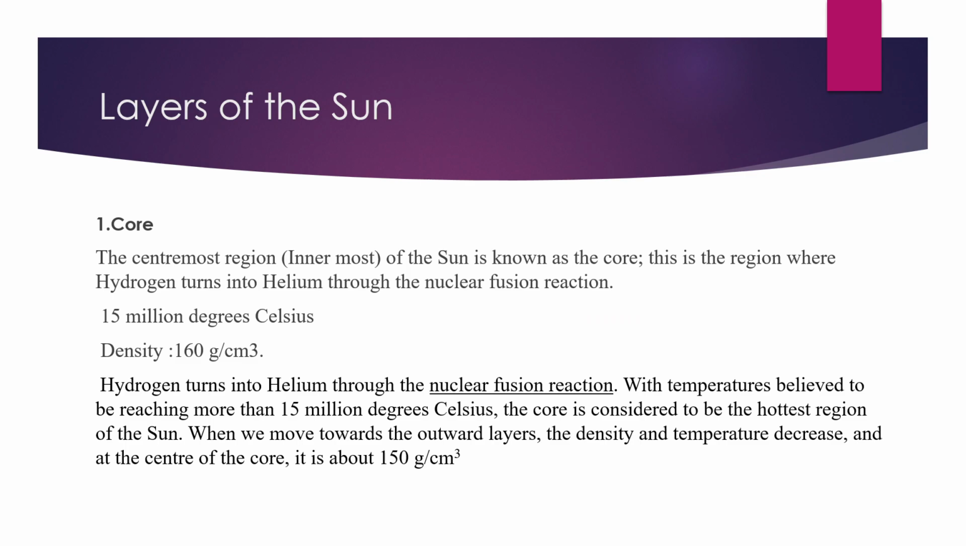Core. The centermost or innermost region of the sun is known as the core. This is the region where hydrogen turns into helium through the nuclear fusion reaction, with temperatures believed to reach more than 15 million degrees Celsius. The core is considered to be the hottest region of the sun. When we move towards the outward layers, the density and temperature decrease, and at the center of the core it is about 150 per centimeter cube.